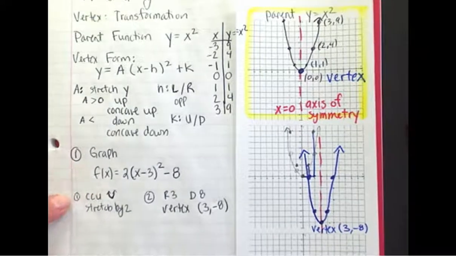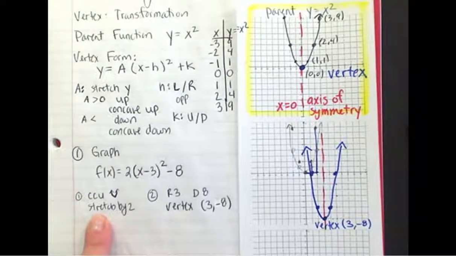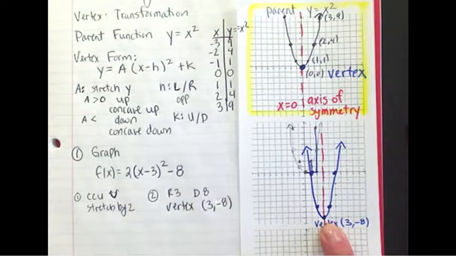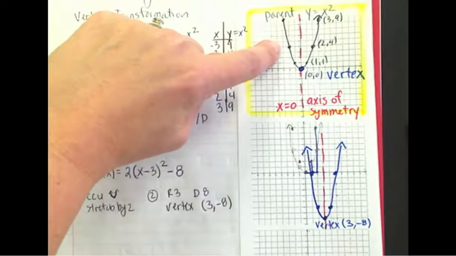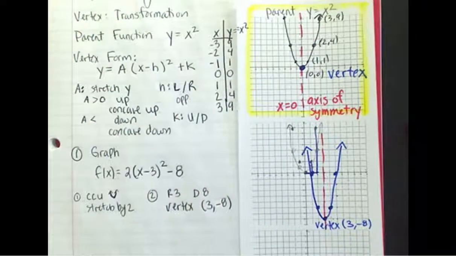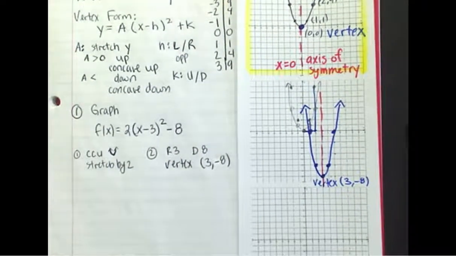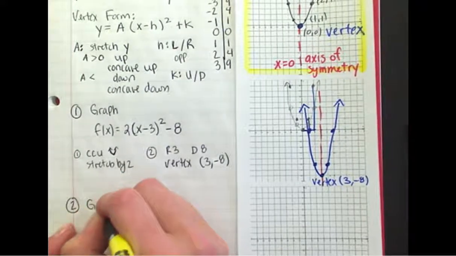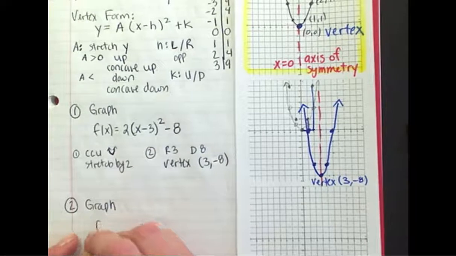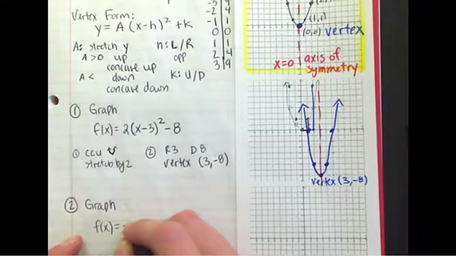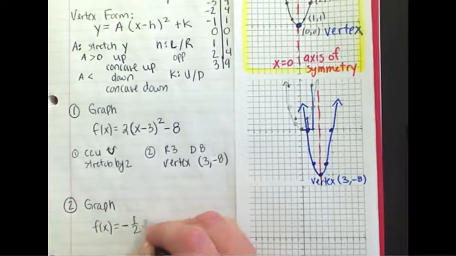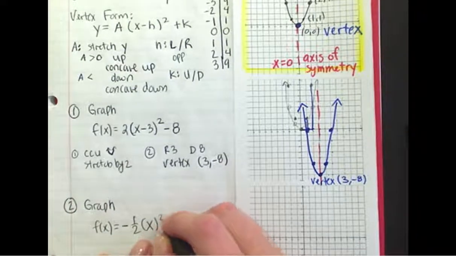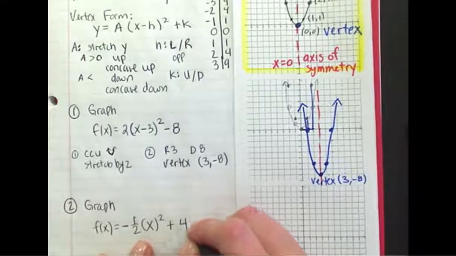Okay, how did I do it? First, I determined the opening and the stretch. Then I moved my vertex. This is your graph, based off of the original parent points. Try another one. F of x equals minus 1/2 x squared plus 4.